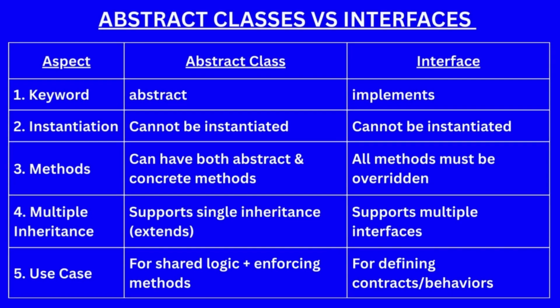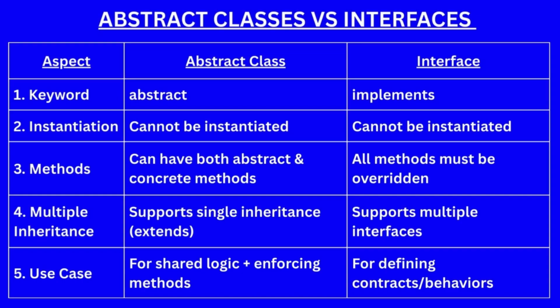Let's break down the key differences between abstract classes and interfaces in Dart. First, keyword usage. An abstract class is declared using the abstract keyword, while an interface is implemented using the implements keyword. Next, instantiation. Neither abstract classes nor interfaces can be instantiated directly. Instead, they must be extended or implemented by another class.